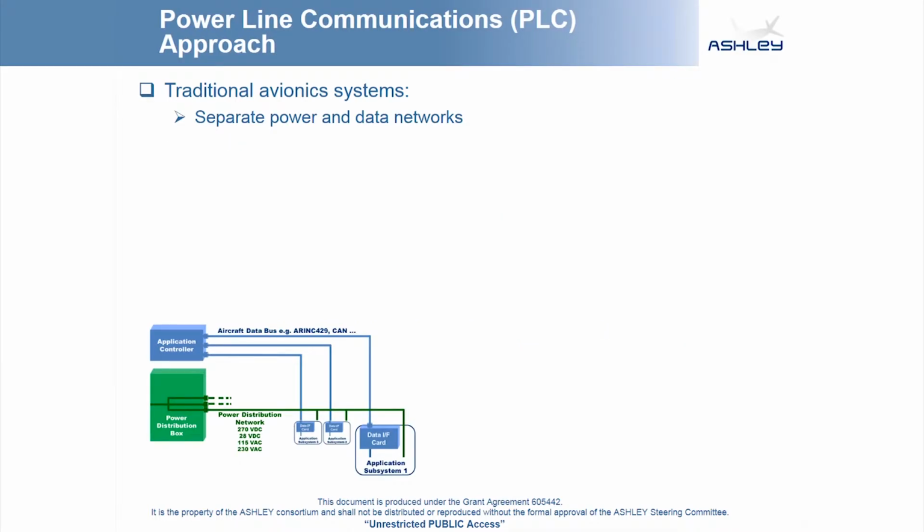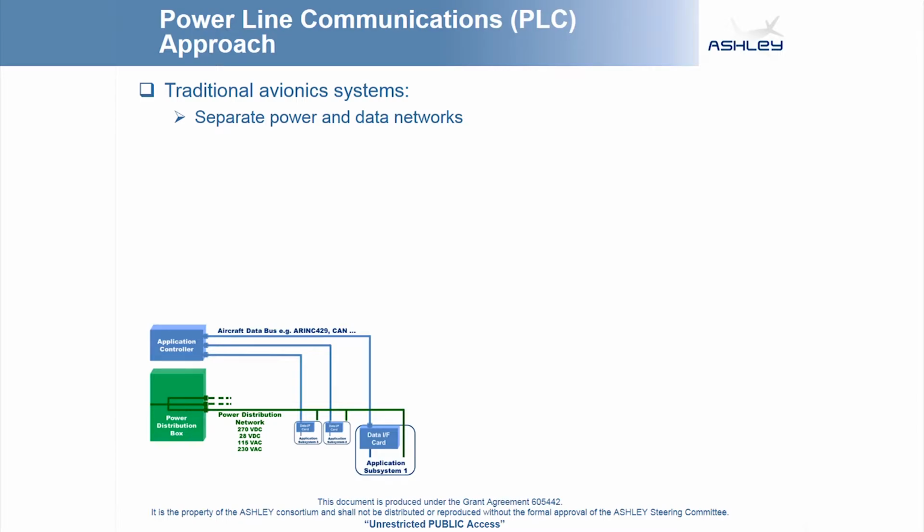Today's traditional avionics systems consist of separate power and data networks. This leads to a significant amount of cabling within the aircraft. The trend towards the more or even all electric aircraft means that the number of electrically controlled systems within the aircraft is increasing. Therefore, a means is required in order to reduce the overall amount of cabling in the aircraft.